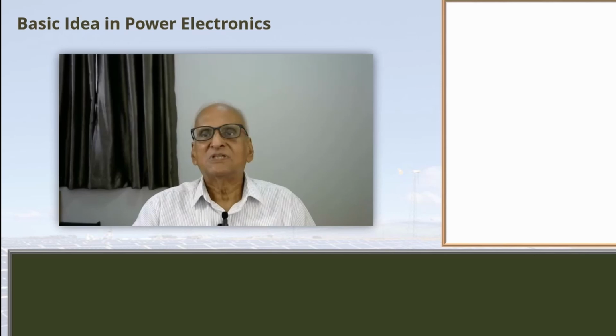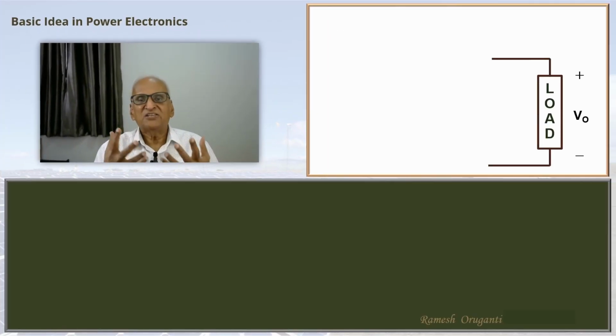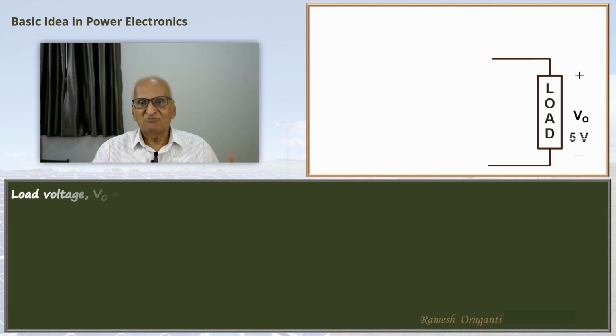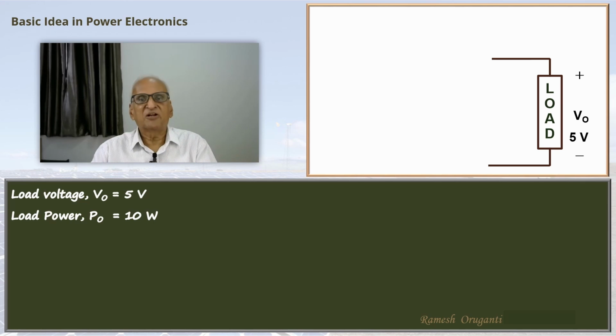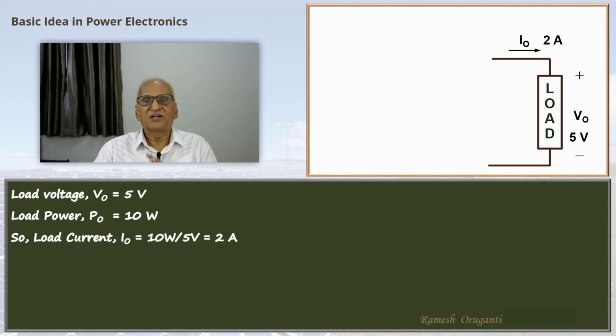So let's get started. Let's say we have a load. Load is anything that draws power, and this is a DC load that draws its power at a voltage of V0. Let V0 be 5 volts. The load draws a certain amount of power, and that power is 10 watts we have assumed here, that is PO is 10 watts. And with 10 watts of power at 5 volts, you know that the current drawn will be 10 watts divided by 5 volts, 2 amperes. So the current IO drawn by the load is 2 amperes, DC current of 2 amperes.